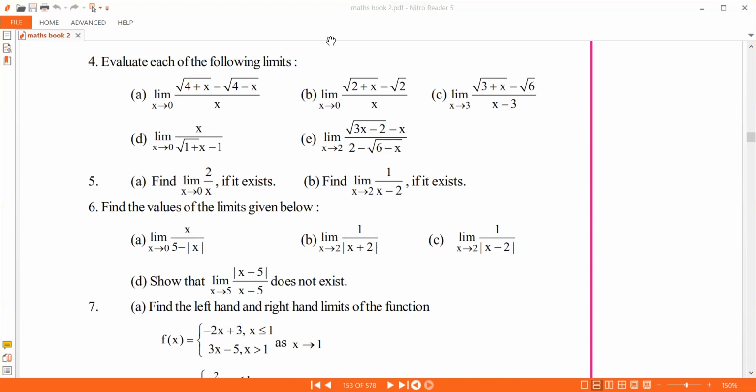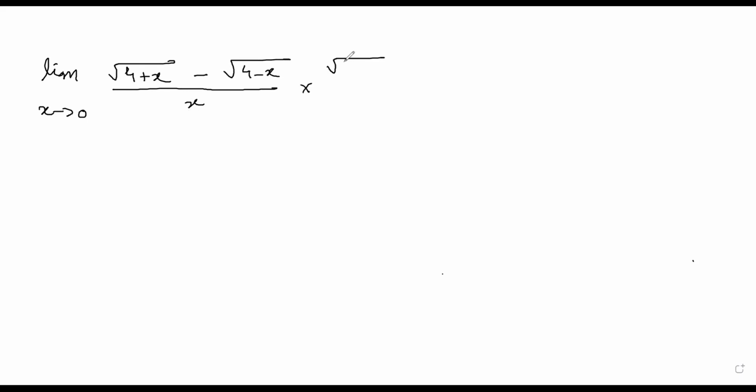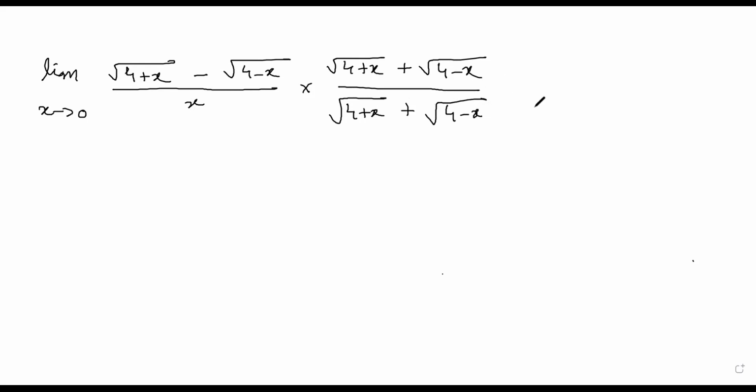We have to multiply this. Limit as x tends to 0 of square root of 4 plus x minus square root of 4 minus x, divided by x. You get a 0 by 0 form because root 4 minus root 4 is 2 minus 2, which is 0. So what we do is multiply with square root of 4 plus x plus square root of 4 minus x, whole divided by the same quantity, square root of 4 plus x plus square root of 4 minus x.